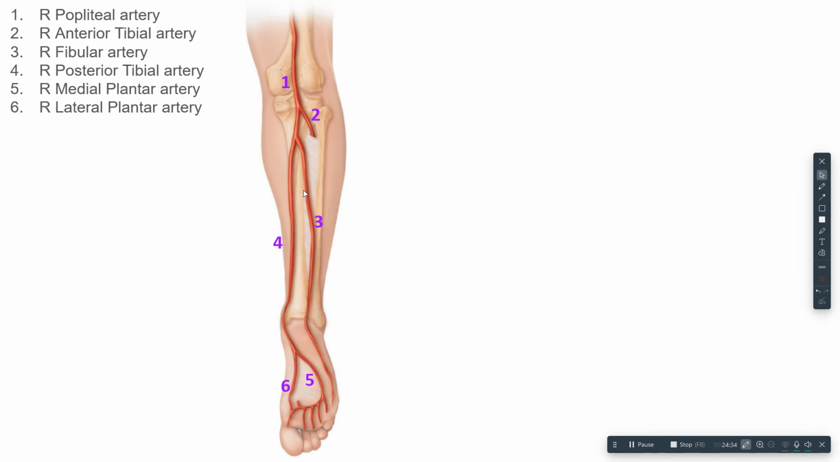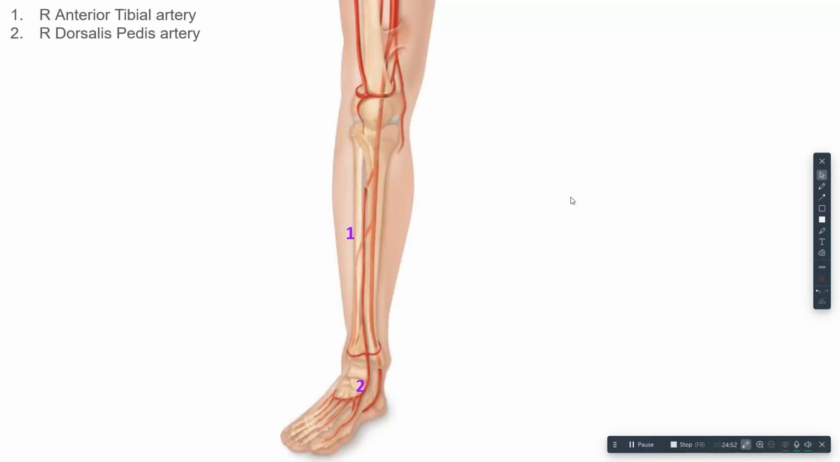And I'm seeing my posterior tibial artery give off a branch up high. This is my fibular artery. And then also down low, my posterior tibial artery gives off some plantar arteries as well. Okay, now I'm looking at that anterior tibial artery right here, and I just want to point out one of its branches, which is right at the top of the foot. You can feel a nice pulse there easily as well. That's called the dorsalis pedis artery because it's on the dorsal side of the foot.